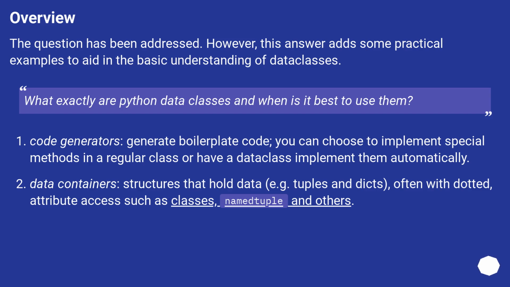Overview. The question has been addressed. However, this answer adds some practical examples to aid in the basic understanding of data classes. What exactly are Python data classes and when is it best to use them? Code generators generate boilerplate code. You can choose to implement special methods in a regular class or have a data class implement them automatically. Data containers are structures that hold data, for example tuples and dicts, often with dotted attribute access such as classes, namedtuple and others.